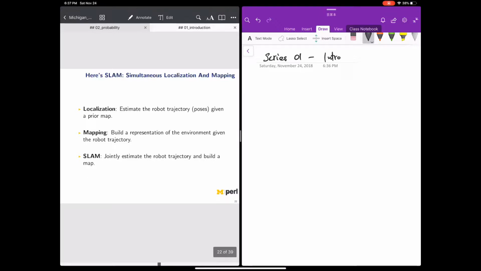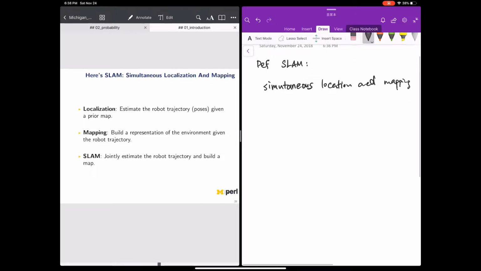So the definition of SLAM. SLAM is the abbreviation for simultaneous localization and mapping. So we will talk about that a little bit later, but let's talk about localization and mapping. So it's two different things.